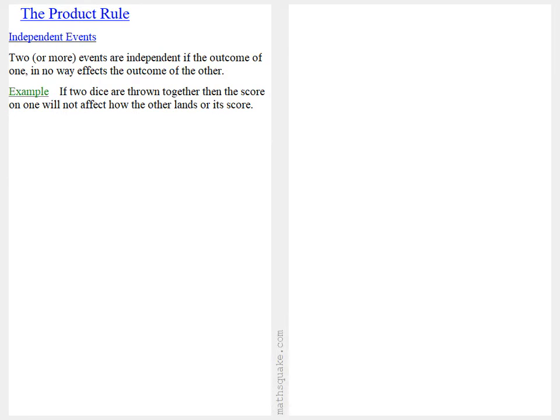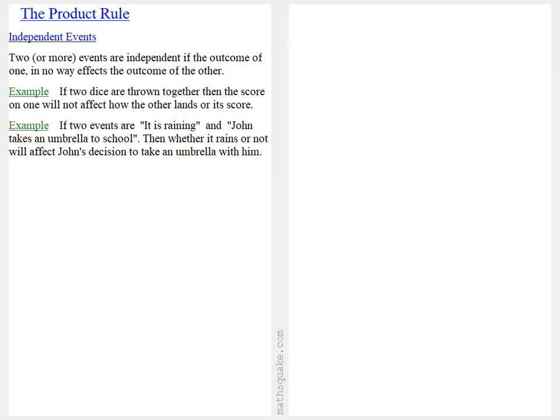Let's look at an example. If two dice are thrown together, then the score on one will not affect how the other lands or its score. These are independent events. Let's look at another example. If two events are, it is raining and John takes an umbrella to school, then whether it rains or not will affect John's decision to take an umbrella with him. These events are not independent.